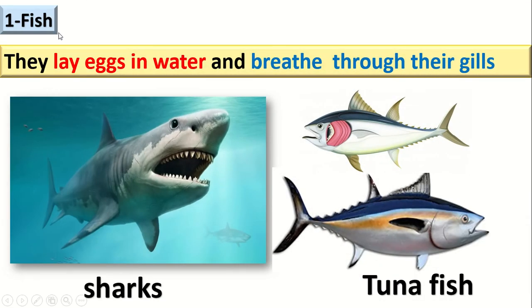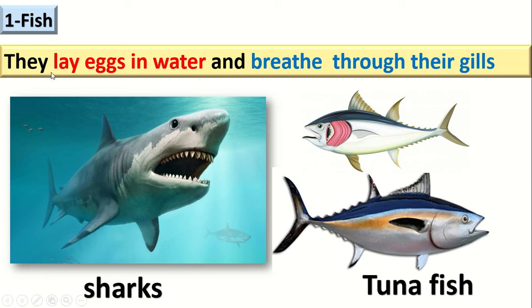Now let's start. The first group is fishes. Fishes are vertebrates. They have a backbone. They lay eggs in water. They make their babies inside eggs and put them in the water. And they breathe through their gills. Repeat after me. Gills. Gills is the organ inside the fishes that they breathe with. We humans breathe with lungs, but fishes breathe with gills.